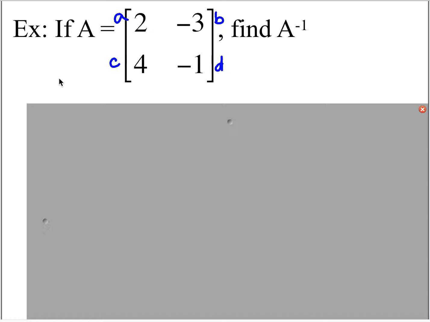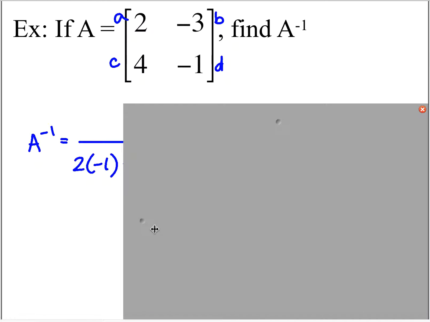What I want you to do is find the inverse of matrix A, given here as 2, -3, 4, -1. I've gone ahead and labeled the letters as A, B, C, D, so you can use the formula for it. So pause the video and come back and check your answers.